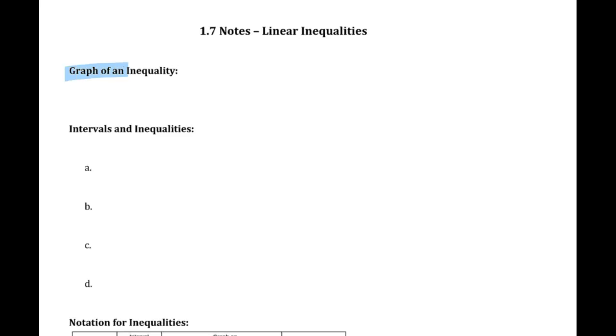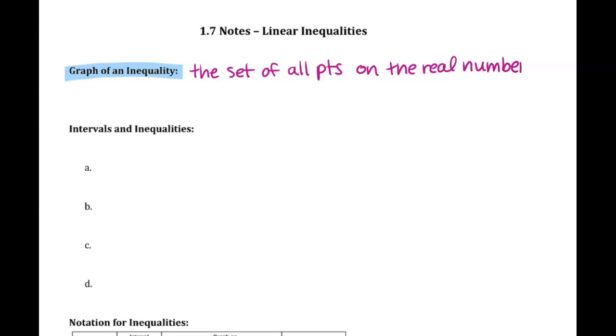1.7 is linear inequalities. So we have a graph of an inequality. This is the set of all points on the real number line. It's really the only number line we talk about, basically real numbers, right? Set of all points on the real number line that represents the solution set of that inequality.